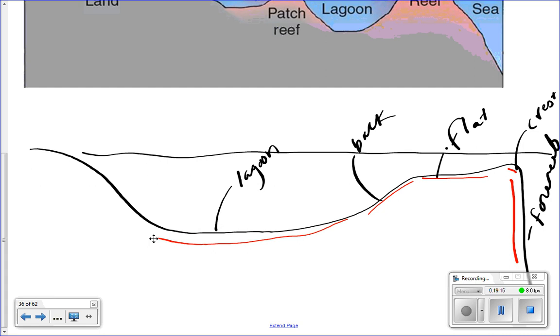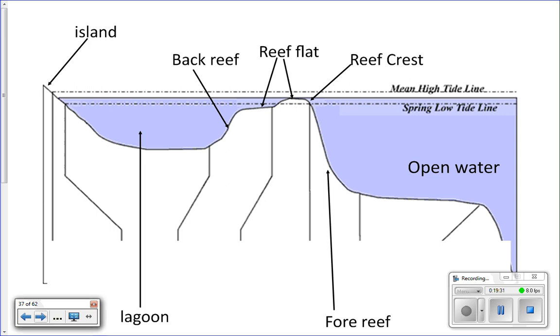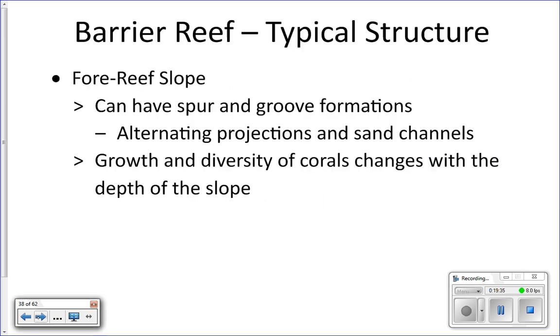Flat. So you have the lagoon, the back reef, the reef flat, the reef crest, and the fore reef. Another picture. Okay. Barrier reefs on the fore reef slope, you can have these unusual formations called spur and groove formations.